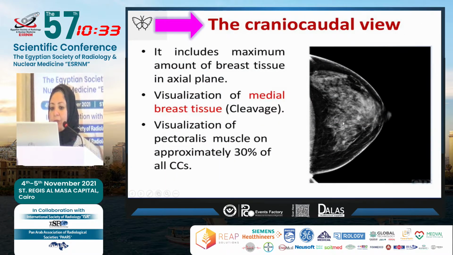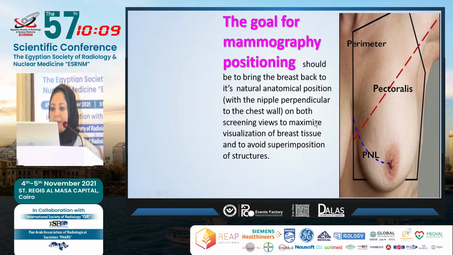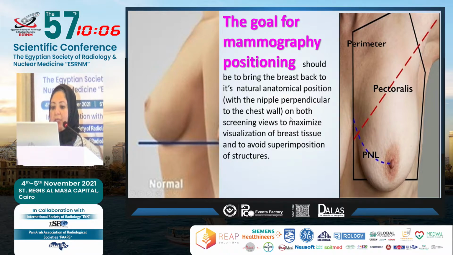Concerning the craniocaudal view, it should include the maximum amount of breast tissue in an axial plane, with visualization of the complete medial breast tissue or the cleavage, and this might be helped if you raise the contralateral side, with visualization of a part of the pectoralis major in approximately 30% of your CCs. The goal for mammography positioning should be to bring the breast back to its normal position, with the nipple perpendicular to the chest wall on all screening views, to maximize the visualization of the whole mammary gland and avoid any superimposition.